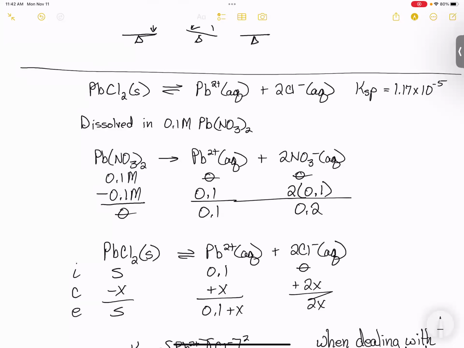The way you do the calculation is you take your lead chloride and you allow it to dissociate. But instead of starting out with 0 and 0, you start out with 0.1 molar lead 2+ from the common ion and 0 of the chloride. Then when it dissociates, this X is still your molar solubility. You make X amount of lead and 2X amount of chloride. So at equilibrium, you have solid lead chloride, you have 0.1 plus X amount of lead, and you have 2X of chloride.